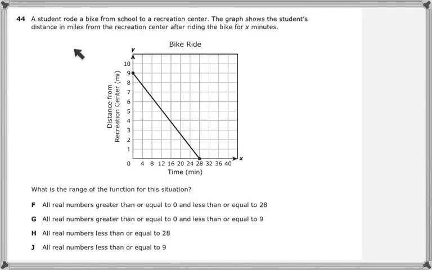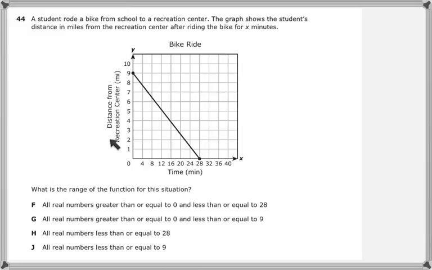Let's take a look at question 44 from the May 2016 release version of the Algebra 1 STAAR test. So let's go ahead and read this problem. It says, a student rode a bike from school to a recreation center. The graph shows the student's distance in miles from the recreation center after riding the bike for X minutes. Okay, so let's take a look at our graph.